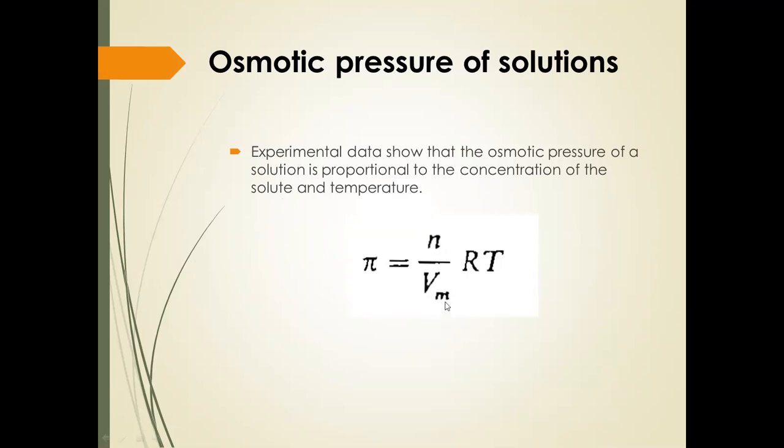V sub M is the volume of the mixture, n is the number of moles of solute, and T is the temperature. So the n and the T here are the two determining factors on which P, or pi in this case, the osmotic pressure, is dependent. You will never forget this particular formula because it's just coming from the ideal gas law, the osmotic pressure of solutions.